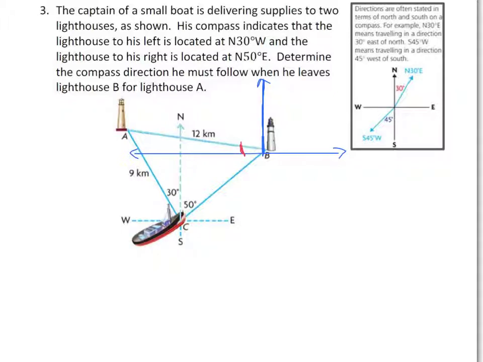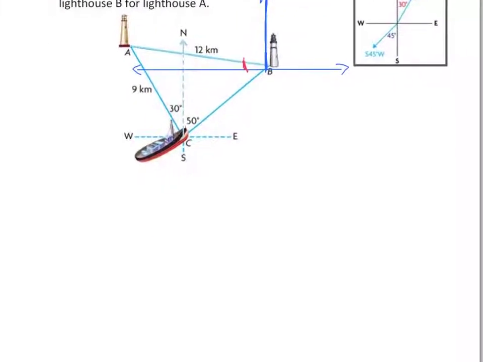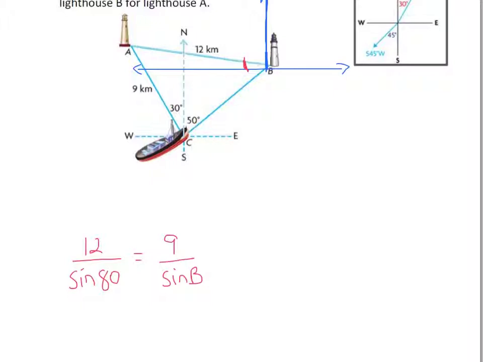So we do have enough to find out what angle B is here by using the sine law, because we have an angle and its opposite side and another angle and its opposite side. So let's start by writing out the sine law. C over sine C equals B over sine B. So now we're going to fill in the variables with the numbers. So 12 over sine 80 equals 9 over sine B, and we need to find sine B, so we're going to cross multiply here and then divide. So sine 80 times 9 divided by 12 equals sine B.